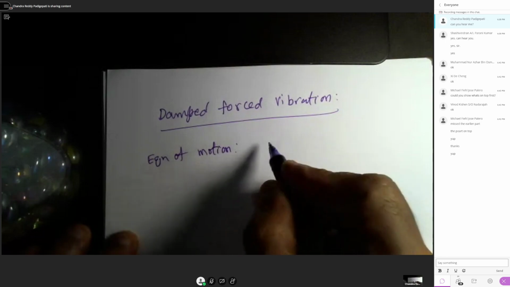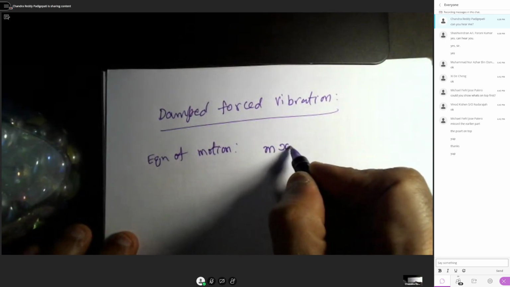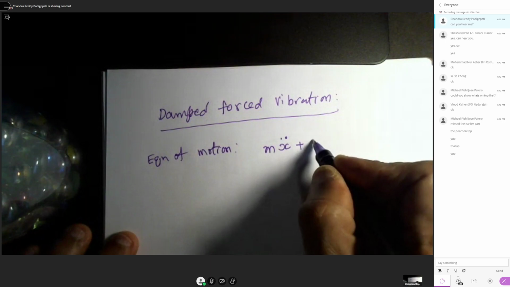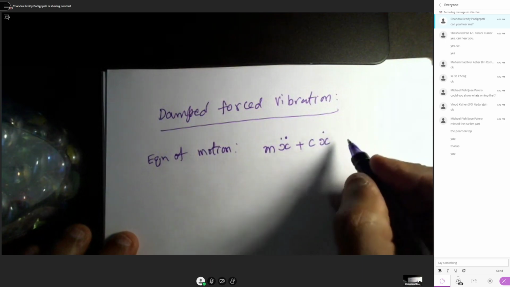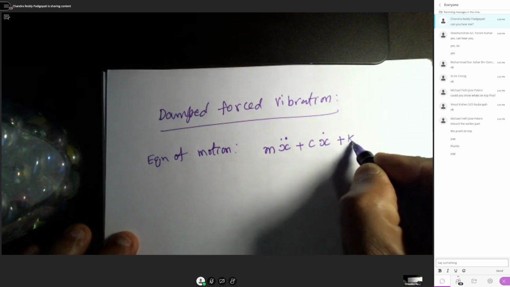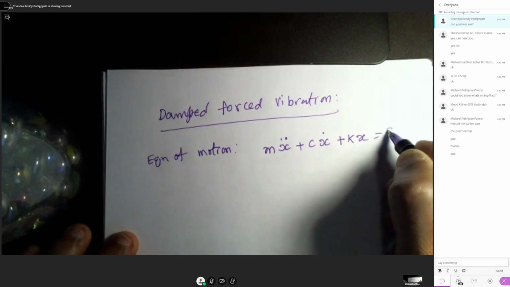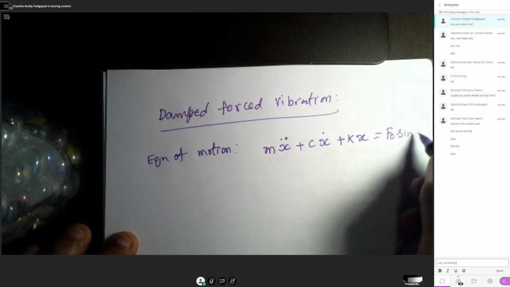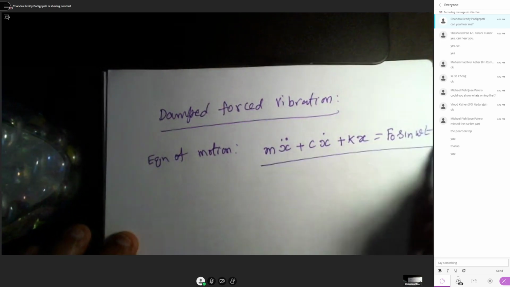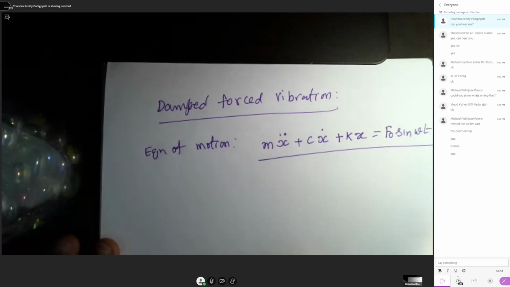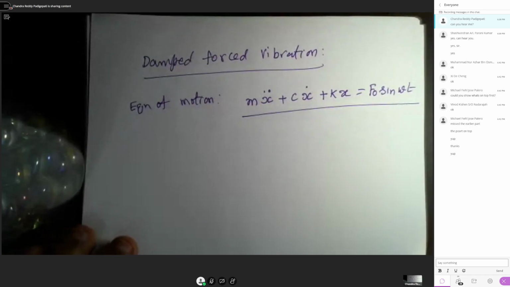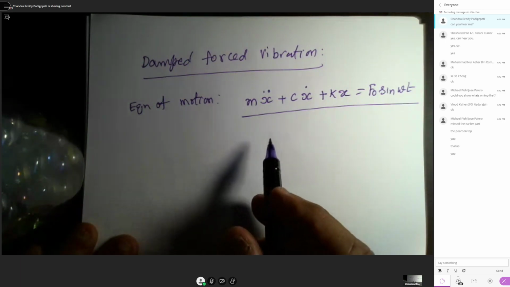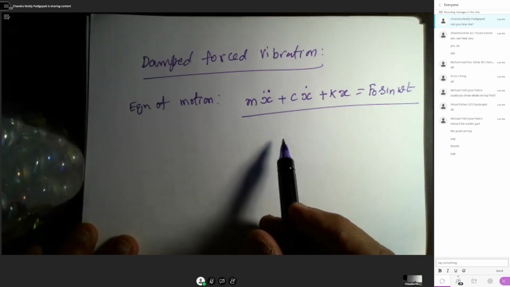The general equation of motion we can write as mass into acceleration, plus c into v, where v is x dot, plus the spring force kx, equals f naught into sine omega t. So this is the general equation of motion for the damped forced vibration, damped and forced vibration. Now for this, we can write the response.